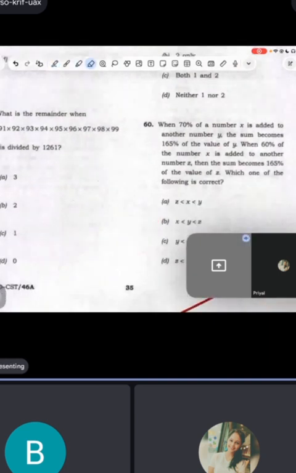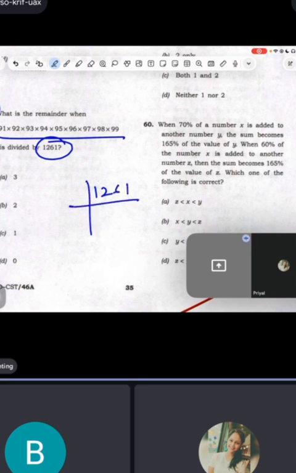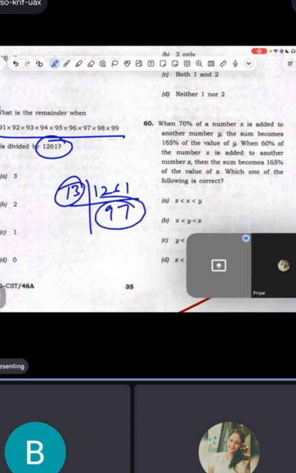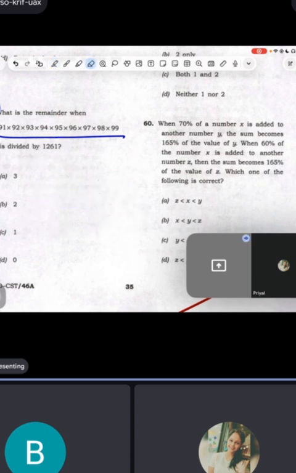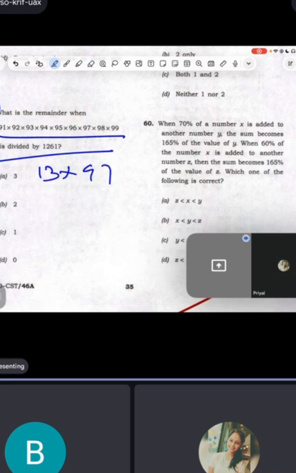Read this question, Bhagya. What is the remainder when it is divided by 1261? See, guys, for the third time they have repeated this factorization question. I told you, whenever they ask a question like that, just factorize it. So here you will get 13 and 97, these are the two factors, 13 and 97, guys. 13 times 97 is 1261.